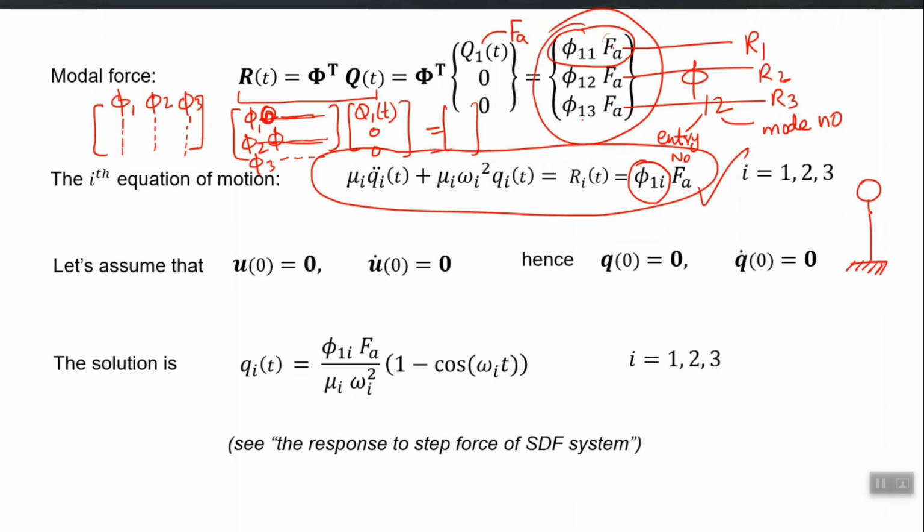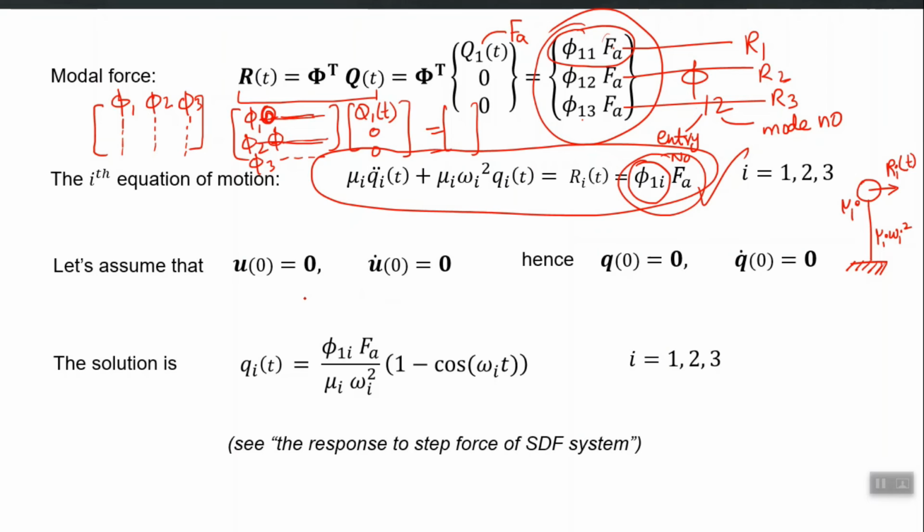SDF system which has a mass equal to mu I, which has a stiffness equal to mu I omega I square, and which is subjected to r I of t. Now r I of t for I equal to 1 is this number, I equal to 2, I equal to 3. In all three cases the r force will be an impulse force.